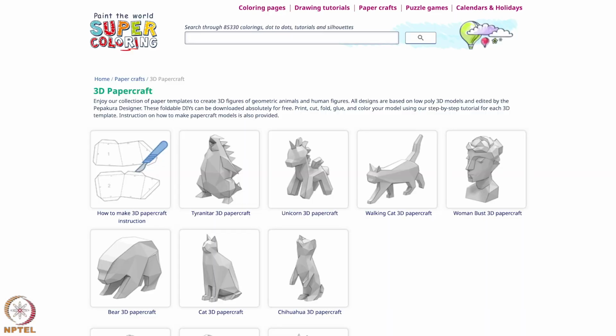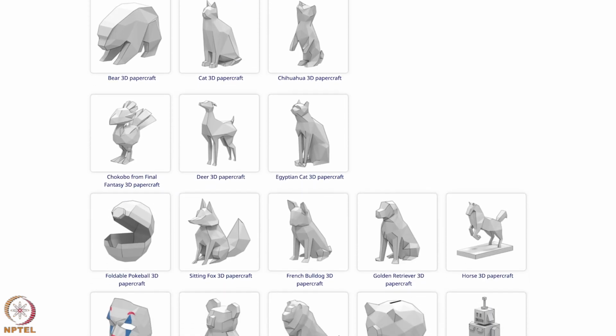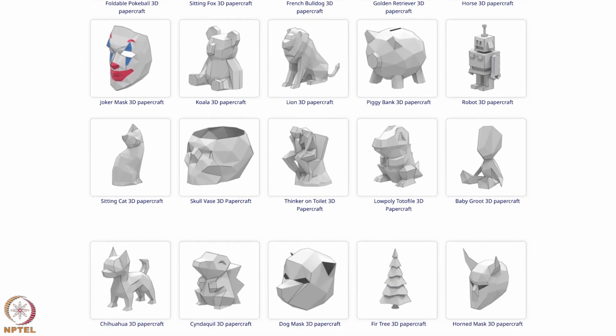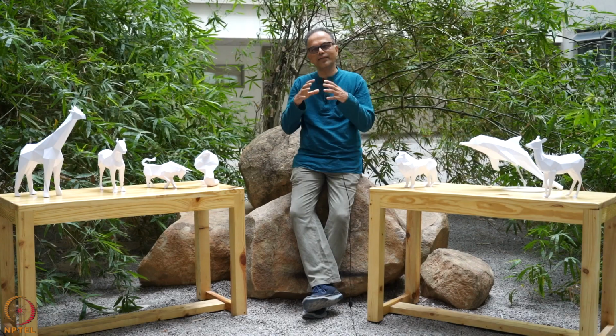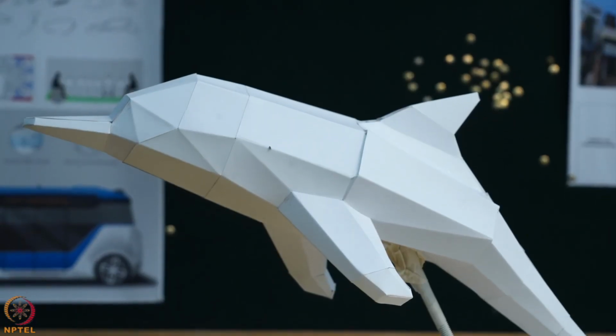The students went to a very nice site called Super Coloring, where you had templates of animal drawings that they could just cut and fold, and they could build these wonderful animals that we see around. There's an interesting learning in this.